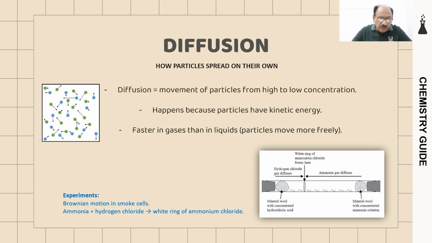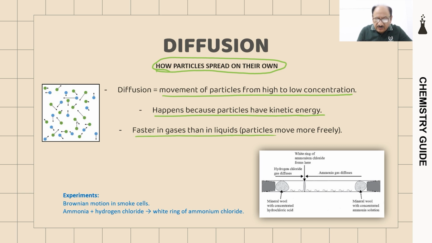Now, the diffusion, if we go further: how particles spread on their own. There are concentration grids, higher concentration of molecules and lower concentration of molecules. Molecules move automatically from higher concentration to lower concentration, and this happens because particles have kinetic energy. They move with higher kinetic energy in the case of gases, and they can mix. That's why gases can diffuse quickly, faster than liquids, because particles move more freely.